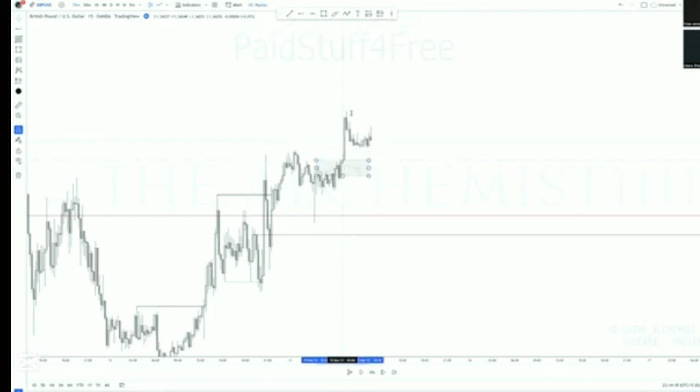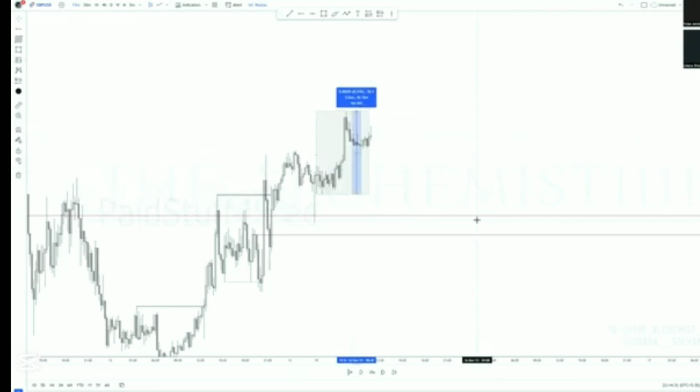There we go. Asia is now over. Sorry, Udara. How many pips did Asia do for this one? Let's see. Only 28 pips. See that? Only 28 pips. So we have that marked out.